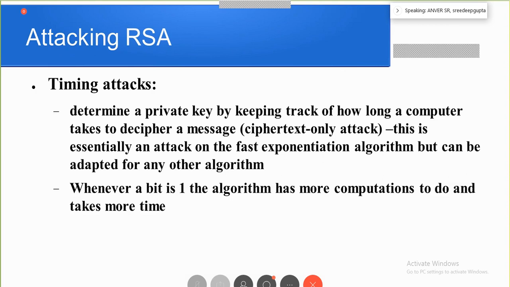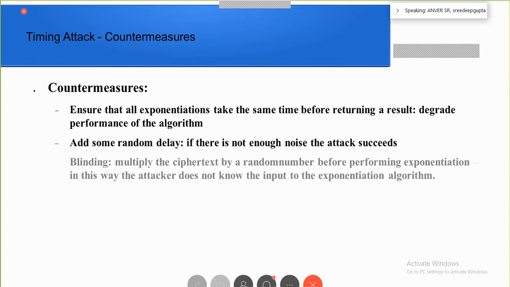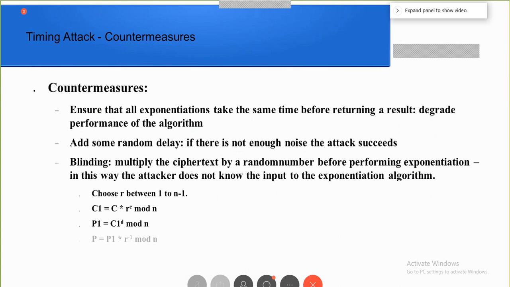Next, the countermeasures: how we can overcome these timing attacks. First, ensure that all exponentiations take the same time before returning a result. But this can degrade the performance. Another is adding a random delay, which also degrades the performance. And blinding: multiply the ciphertext by a random number before performing exponentiation, and in this way the attacker does not know the input to the exponentiation algorithm.